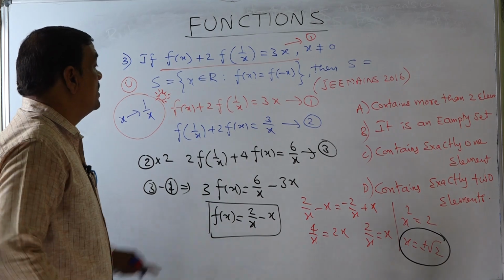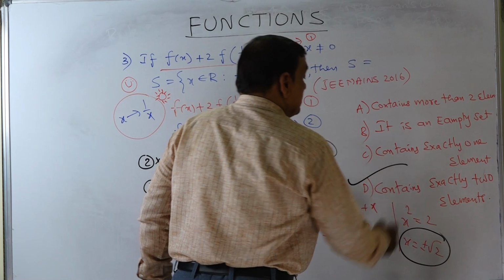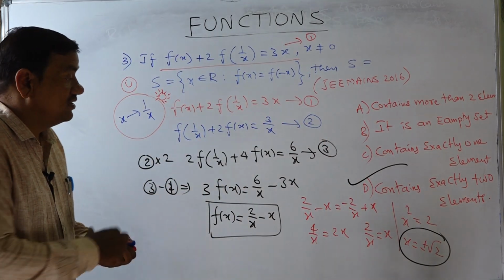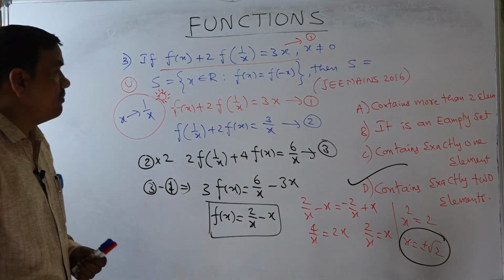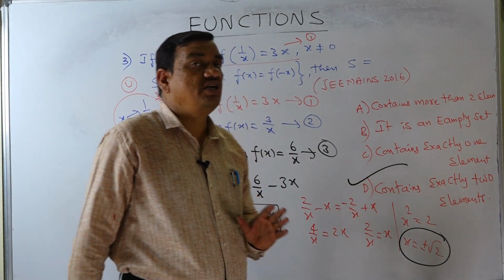That means what? x belongs to real numbers. That means this set contains exactly 2 elements. That is, one is plus root 2, another one is minus root 2. So very, very easy problem. It was asked in 2016 JEE Mains examination.